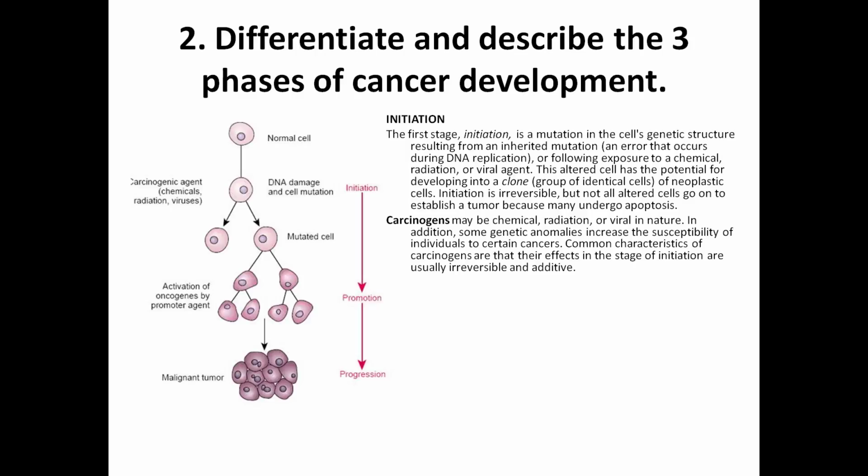We can't do anything about this. But not all altered cells go on to establish a tumor, and many undergo apoptosis. Carcinogens can be chemical, radiation, or viral in nature. Some are genetic anomalies increased by susceptibility of individuals to certain cancers. Some characteristics of carcinogens are that their effect in the stage of initiation are usually irreversible and additive.